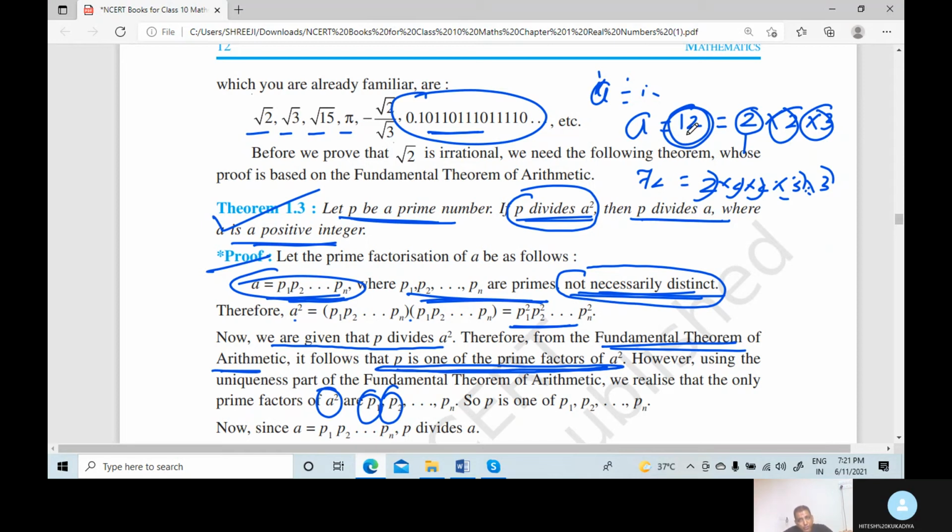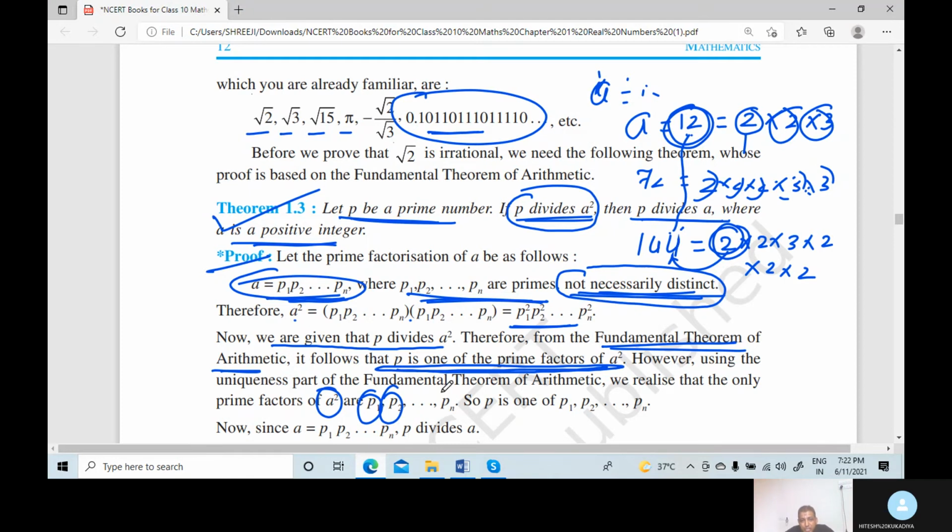Now here we discuss the example. Look here, example: A equals 12. We convert to prime factorization: 2 into 2 into 3. Now the square of 12 is 144. Now you can repeat the number, 2 into 2 into 3, again 2 into 2 into 3. Is that clear? Suppose 144 is divisible by 2. So 12 is also divisible by 2. So 2 is one of the factors of 144 and also one of the factors of 12. So exactly the same.